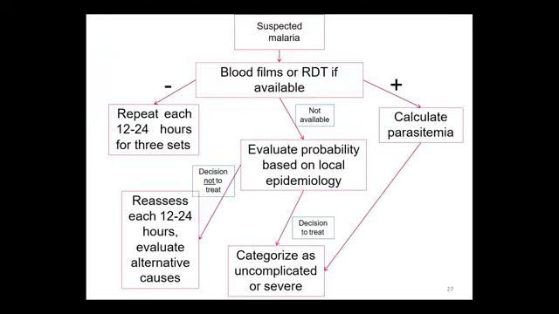So again, repeat: suspected malaria, blood films, or rapid test if available. If it's negative, repeat it every 12-24 hours for 3 sets. And if it's positive, calculate parasitemia and categorize as complicated or severe. If it's not available, evaluate probability based on local epidemiology.